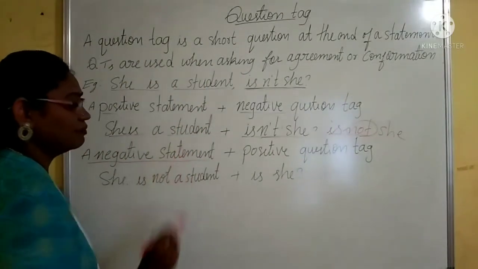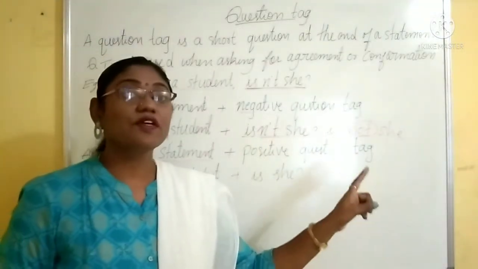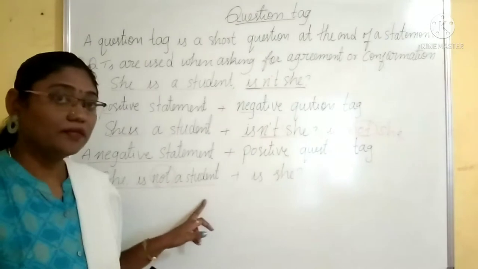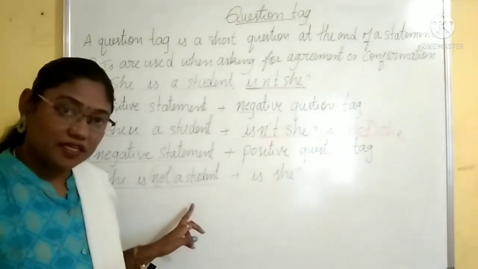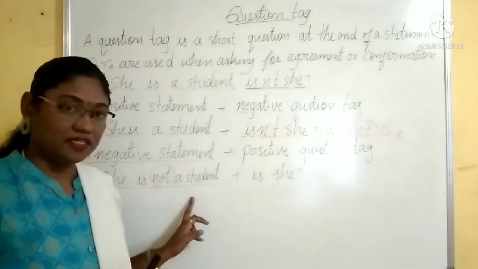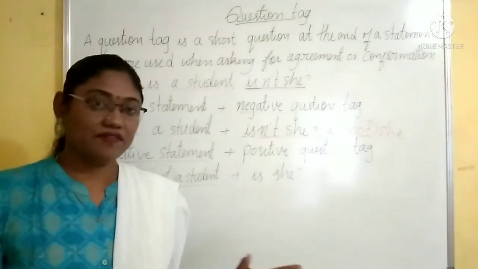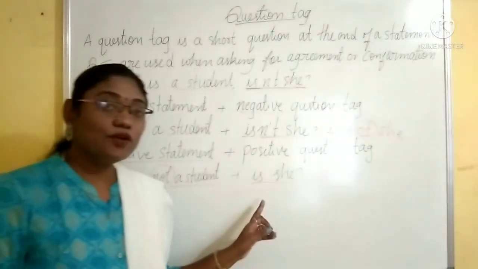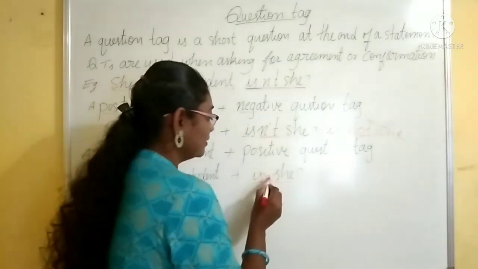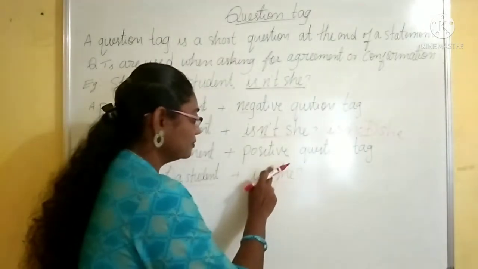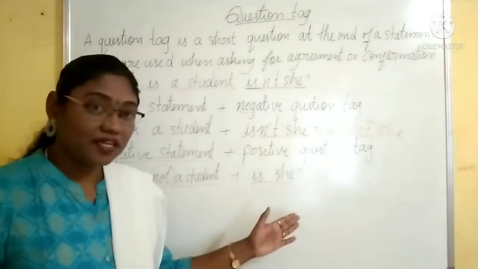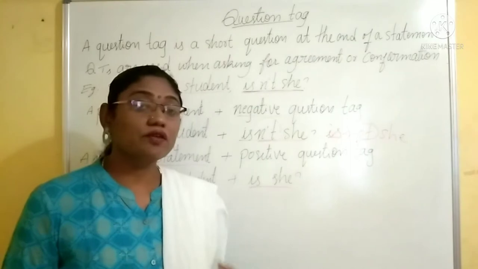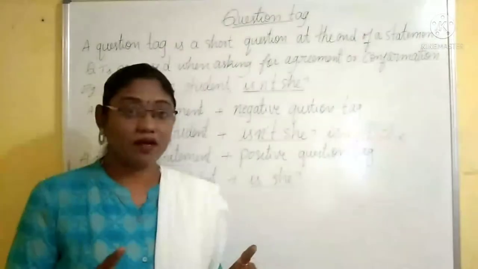Now, a negative statement takes a positive question tag. She is not a student. Is this affirmative or negative? Absolutely it is a negative sentence because not is there. Not conveys something negative. She is not a student, is she? Notice here, I did not write not here, because that is wrong. Is she? is the right question tag. So through this question tag, I am going to confirm whether the statement is true or not.